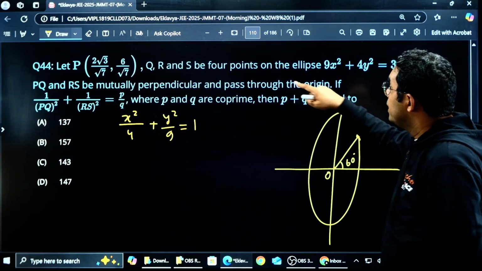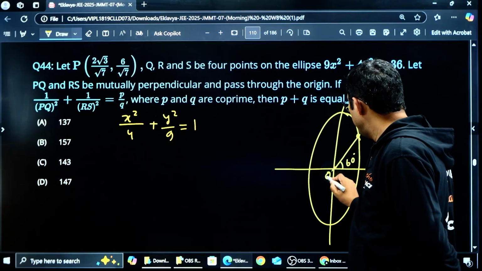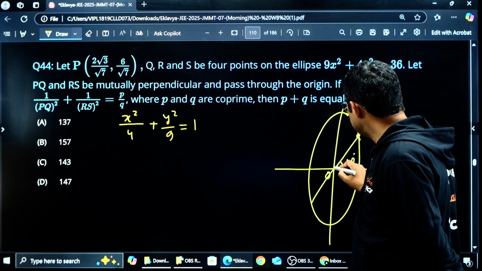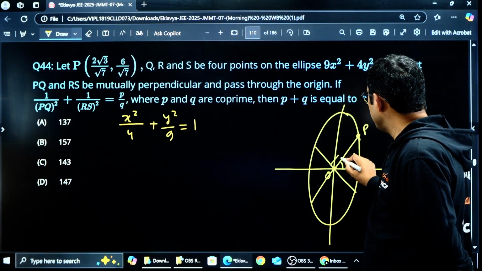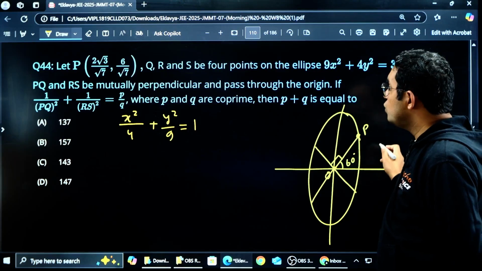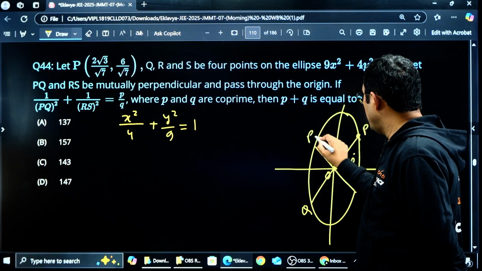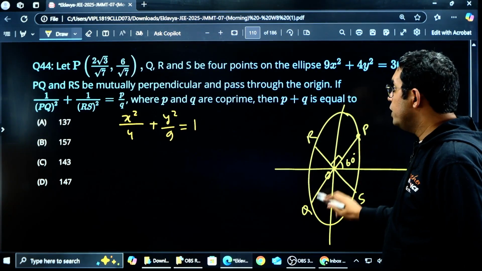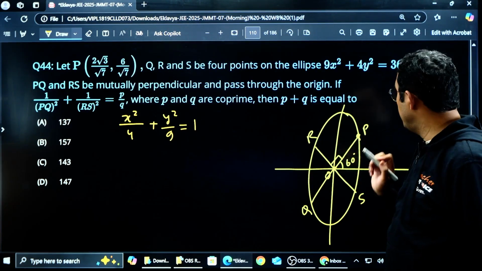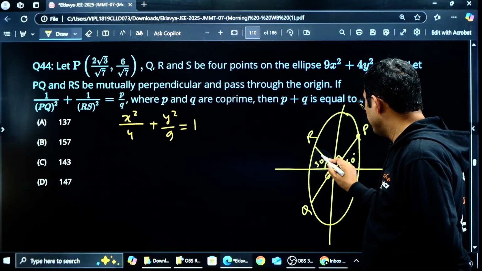Now what they are saying, P, Q, R, S are 4 points. Let PQ and RS be mutually perpendicular and they pass through the origin like this. So P with Q, this is Q here, and R with S, this is S here. Okay, then they are asking 1 upon PQ square plus 1 upon RS square. Okay, now please see, if this is 60, I think this will be 30 from here.